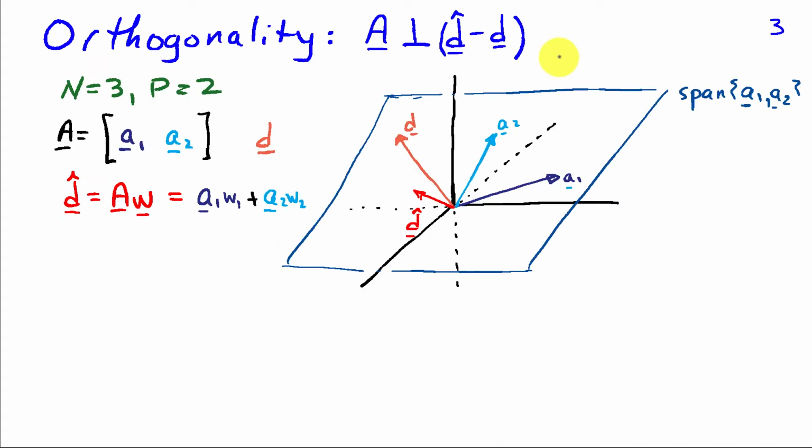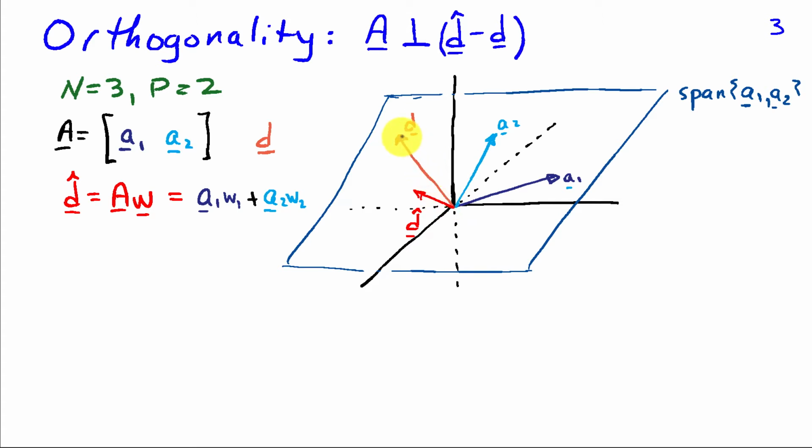We can look at this principle of orthogonality in three-dimensional space when p is equal to 2, when I have two model parameters. Now in this case, A is going to have two columns, and D hat is going to be constrained to lie in the span of these two columns. And we've seen before that if I look at the space spanned by any two columns in 3 space, that's going to be a plane. So I've sketched this plane in the medium blue color here.